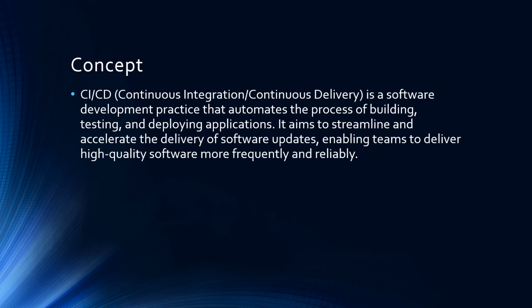Testing in CI/CD pipelines is comprehensive. It includes unit tests, integration tests, security scans, and performance tests. Companies like Google run over 150 million tests every day through their CI/CD pipelines. This massive scale of testing would be impossible without automation.